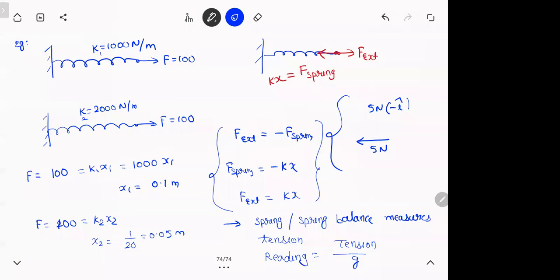Hooke's law, yeah, but did they teach you Hooke's law in school? Okay, we have a separate chapter for it, elasticity. We are going to do that then.